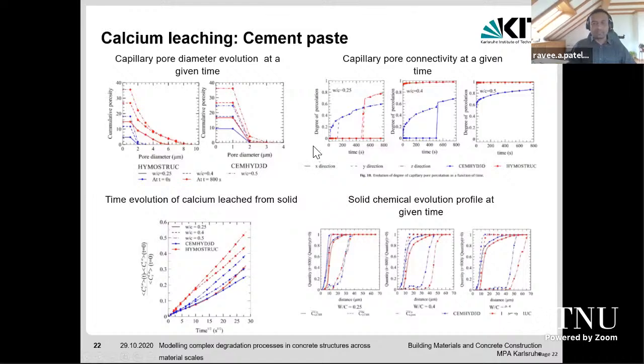The kind of information we get from the simulation is shown here. We can get, for instance, pore space evolution, like how the capillary pores evolve with time. The connectivity of pore spaces, and this is very interesting when you compare different models, that you can have at some point all the pores percolated, and then your mass transport increases quickly. Time evolution of the calcium in the solid phases, and basically the profiles of quantities like the calcium, porosity and things like that.